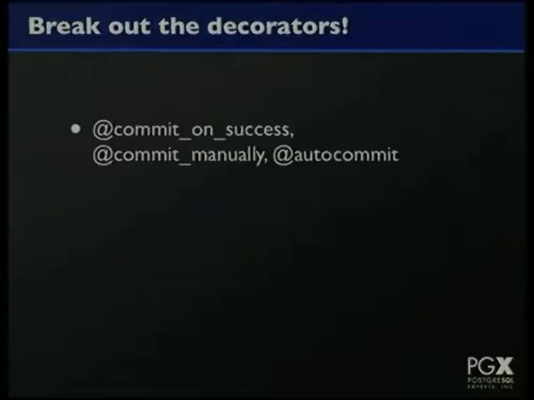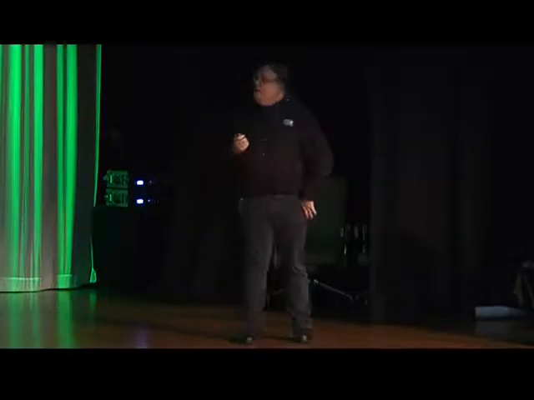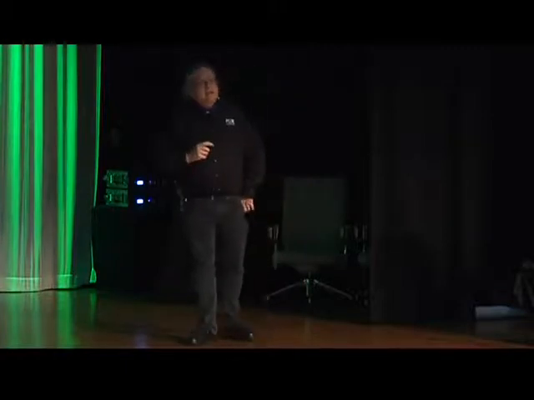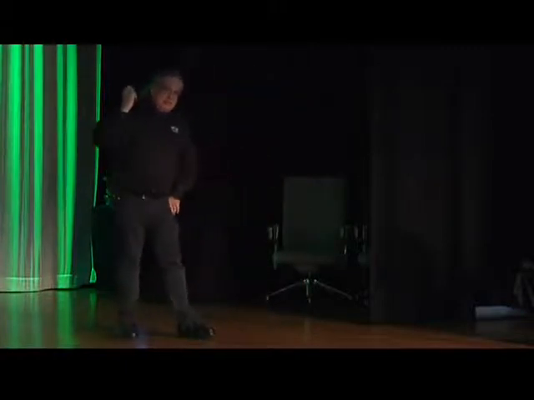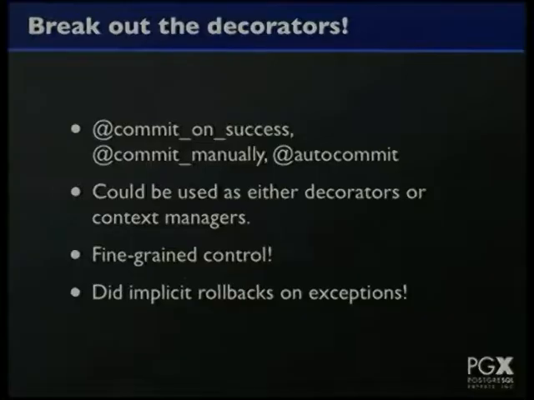But there were also these decorators, commit_on_success, commit_manually, and autocommit, which you could use either as decorators or context managers. And this was very nice because it gave you fine-grained control. You could wrap a single bit of work inside of each one of these, and if an exception escaped from it, you got a rollback. Otherwise, it would commit. And that was pretty nice. Very nice use of the decorator and context manager model, certainly. And if an exception got out of it, which you could catch, of course, you got a rollback. Sadly, it still wasn't perfect.